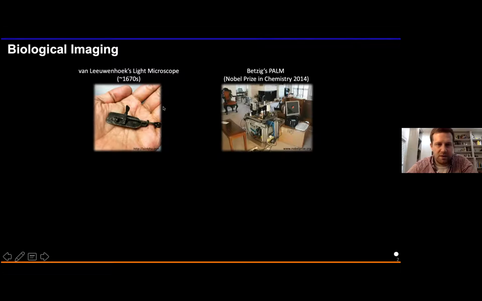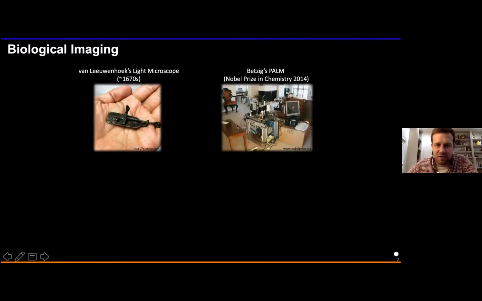On the left is a picture of Van Leeuwenhoek's microscope. And on the right is a picture of Eric Betzig's PALM device, for which he won the Nobel Prize in 2014 for super resolution microscopy. And Eric Betzig's is a fascinating story. If you haven't heard it, he actually built this device in his living room when he was technically unemployed. So it's a really excellent story in perseverance and innovation and creativity.